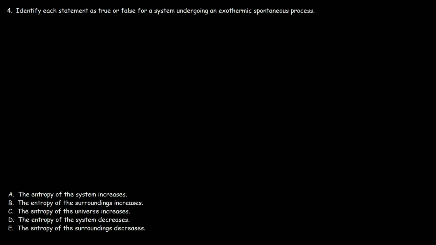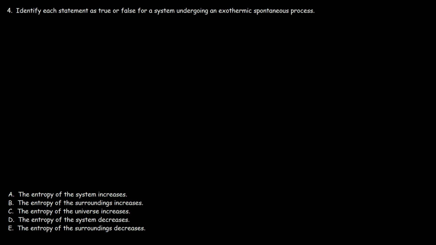Number 4. Identify each statement as true or false for a system undergoing an exothermic spontaneous process. So with this information, the fact that we know the process is spontaneous and exothermic, how can we determine whether the entropy of the system, surroundings, and the universe are going to increase or decrease? Well, first let's talk about the system. In order to determine if the entropy of the system increases or decreases, you need to identify the direction of heat flow.